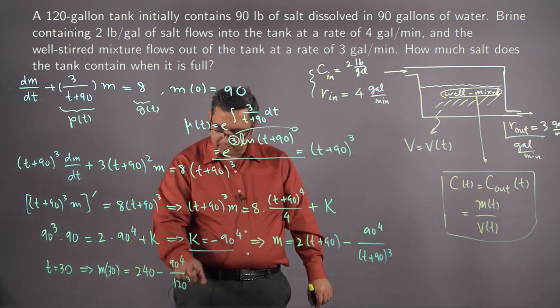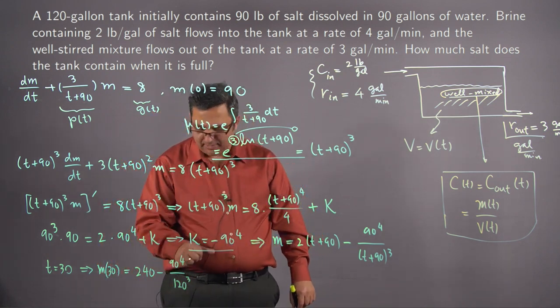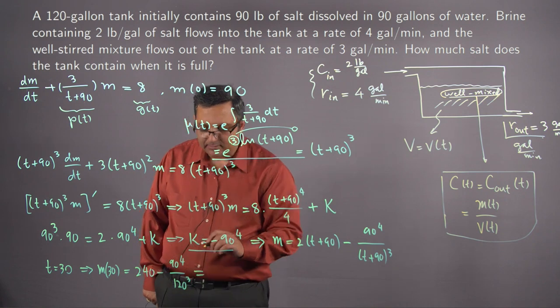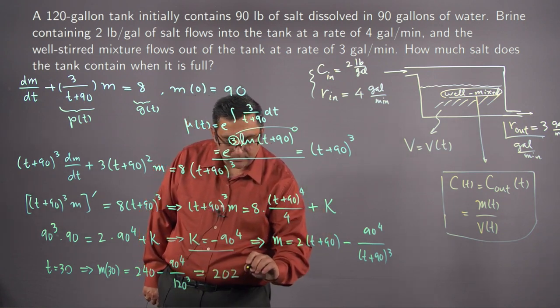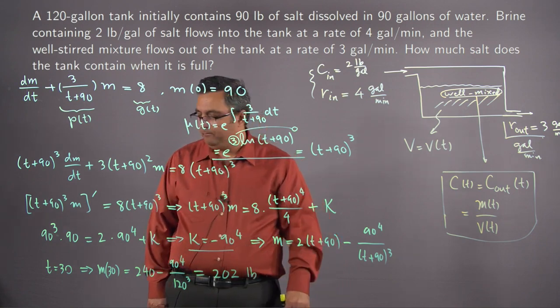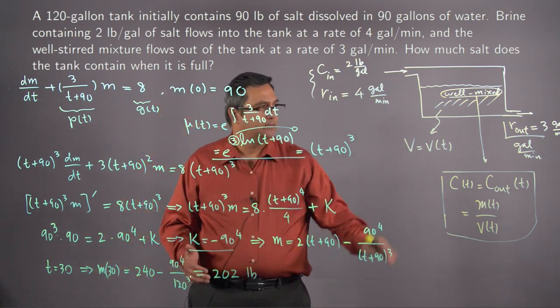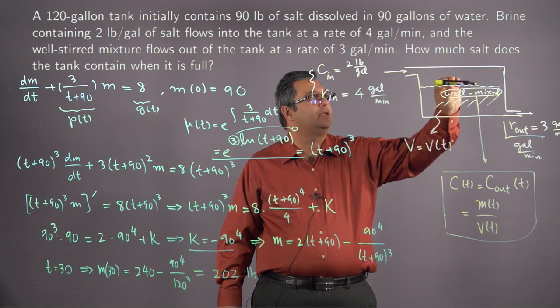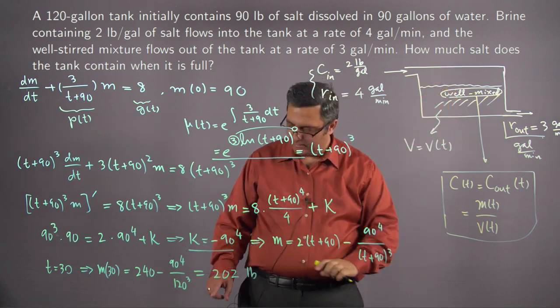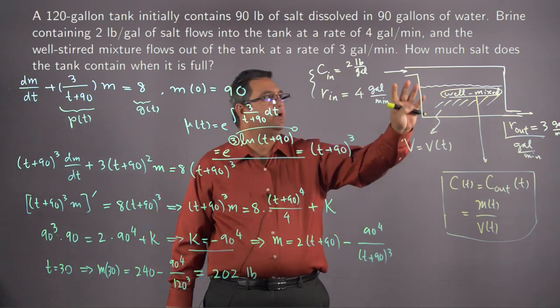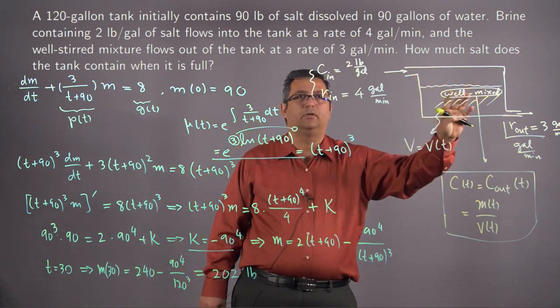This expression can be simplified, and it's going to be an integer. And this turns out to be 202 pounds. So by the time this tank is full, namely at t equals 30 minutes, there is 202 pounds of salt mixed in the tank.